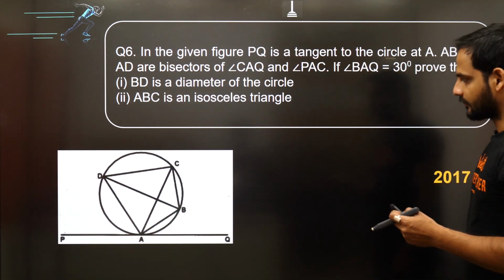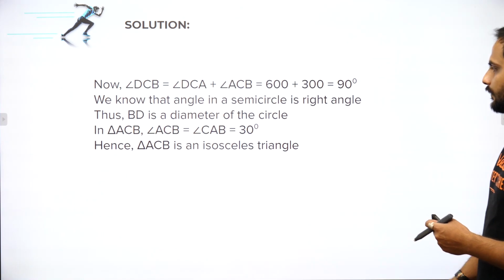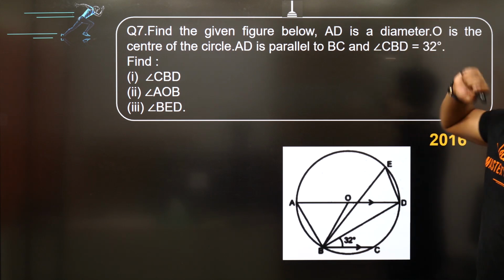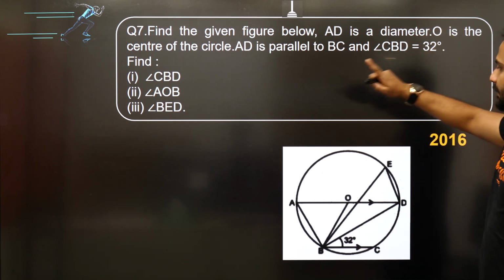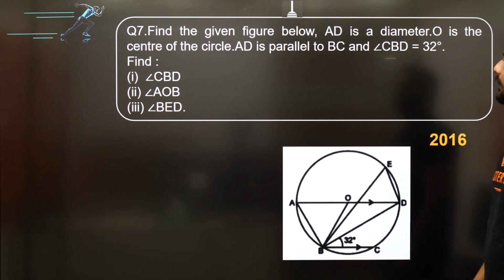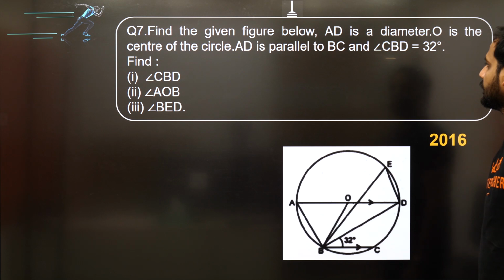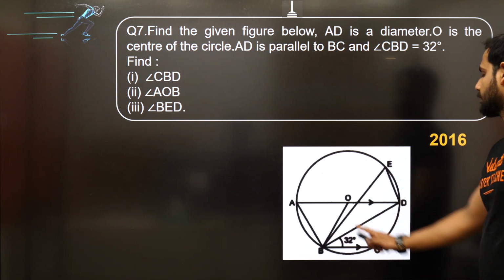Okay, let's move to the next question now. So the next question beta we have is this. In the given figure, AD is a diameter. O is the center of the circle. AD is parallel to BC. So this line AD is parallel to BC. Angle CBD is 32 degree.